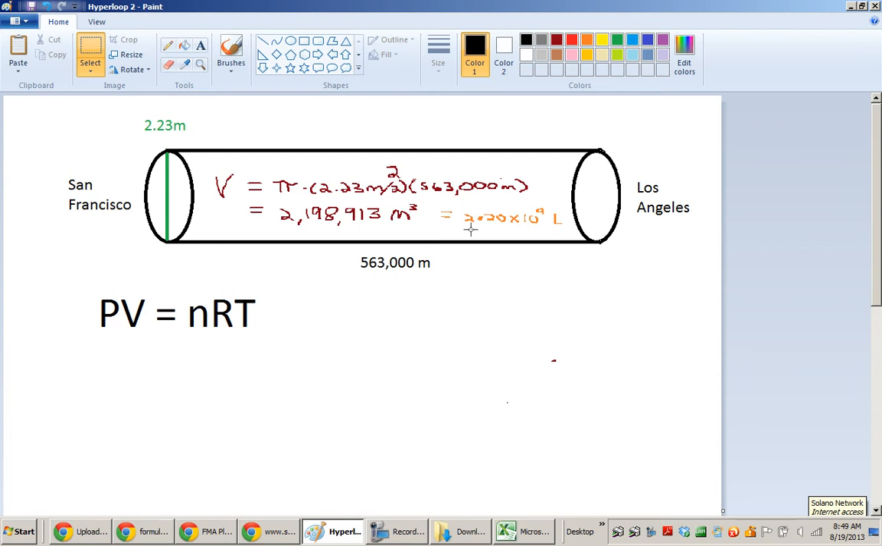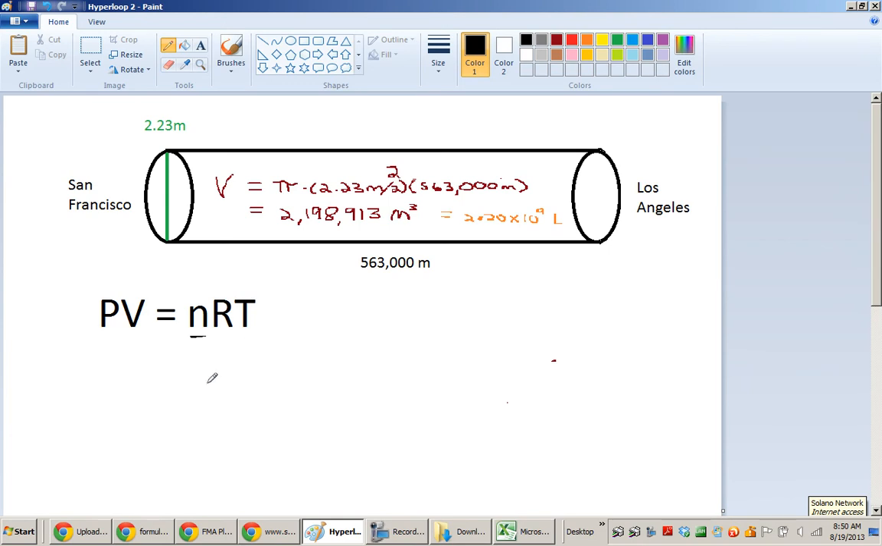And we did this in a prior video and we got 2.2 billion liters of volume. And my question is, using the ideal gas law, can we figure out how many moles of gas there would be in this tube at reduced pressure? So to do this, we need to figure out what the pressure in the tube is going to be, what the volume is going to be, and what the temperature is as well.